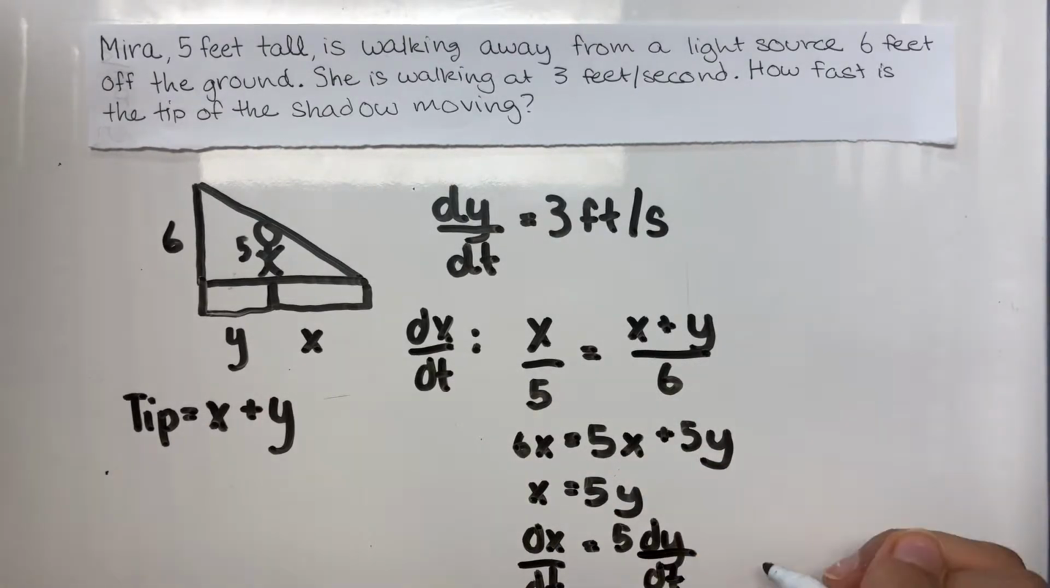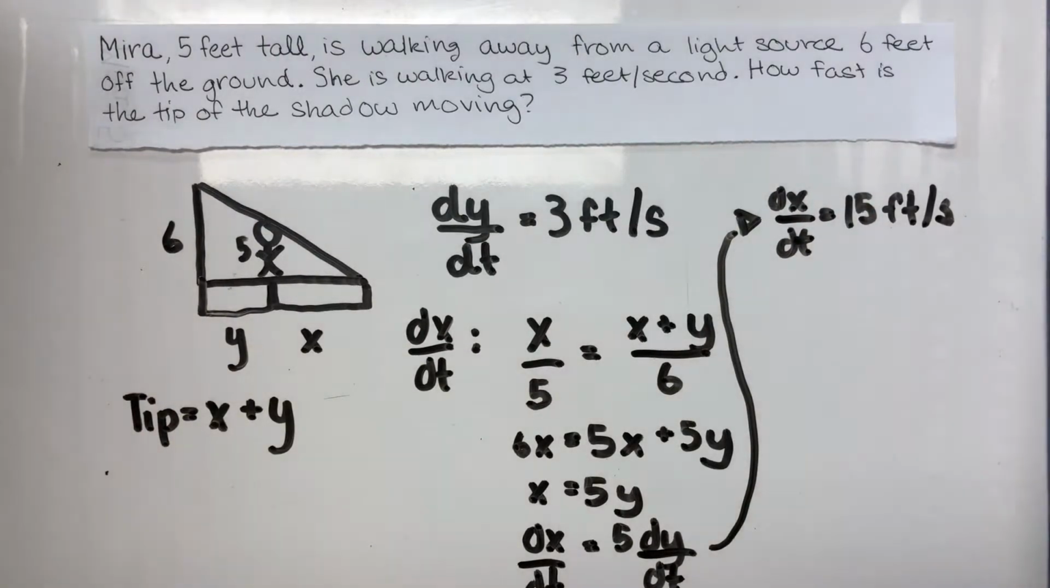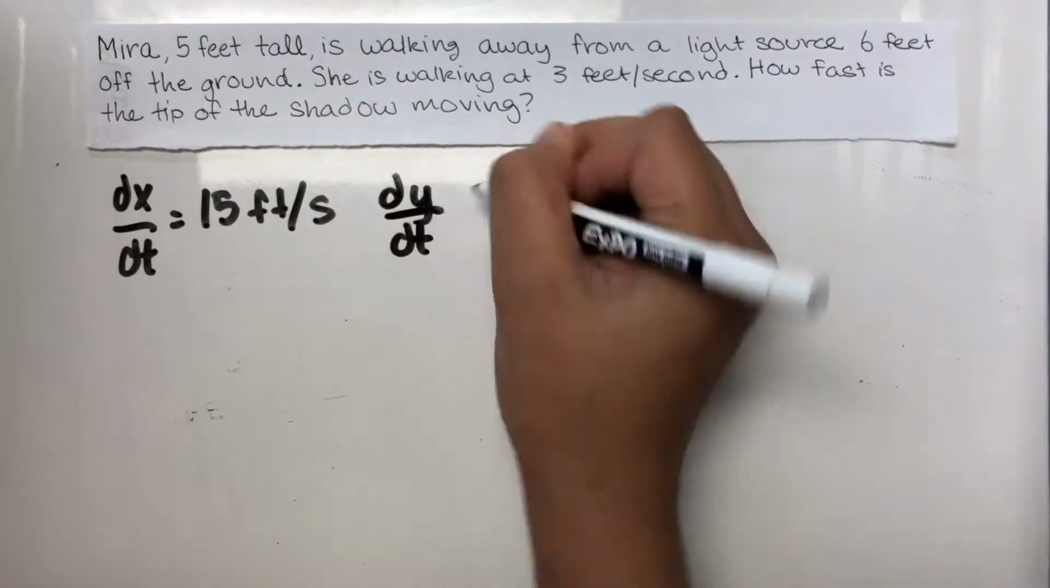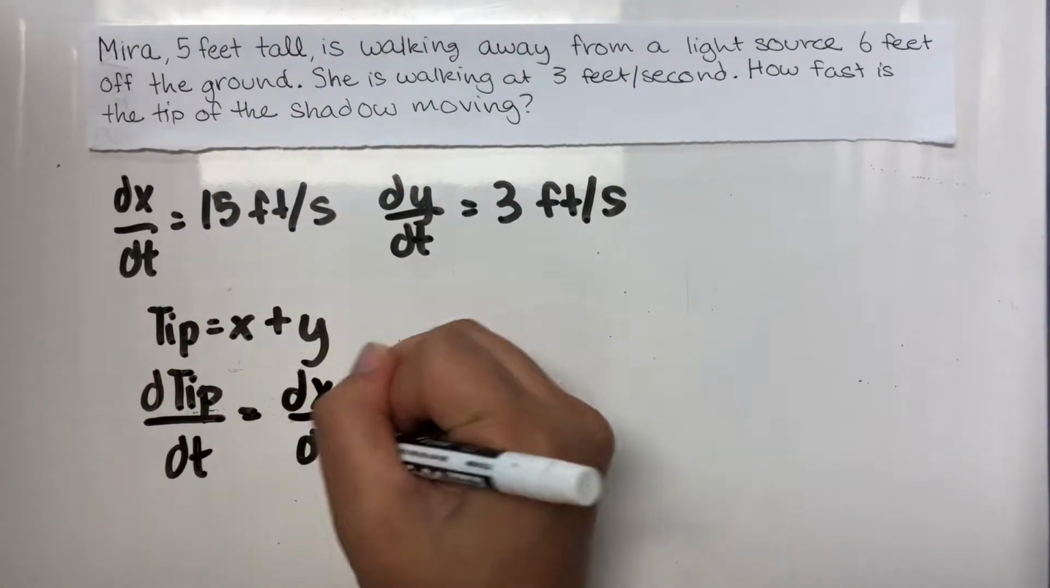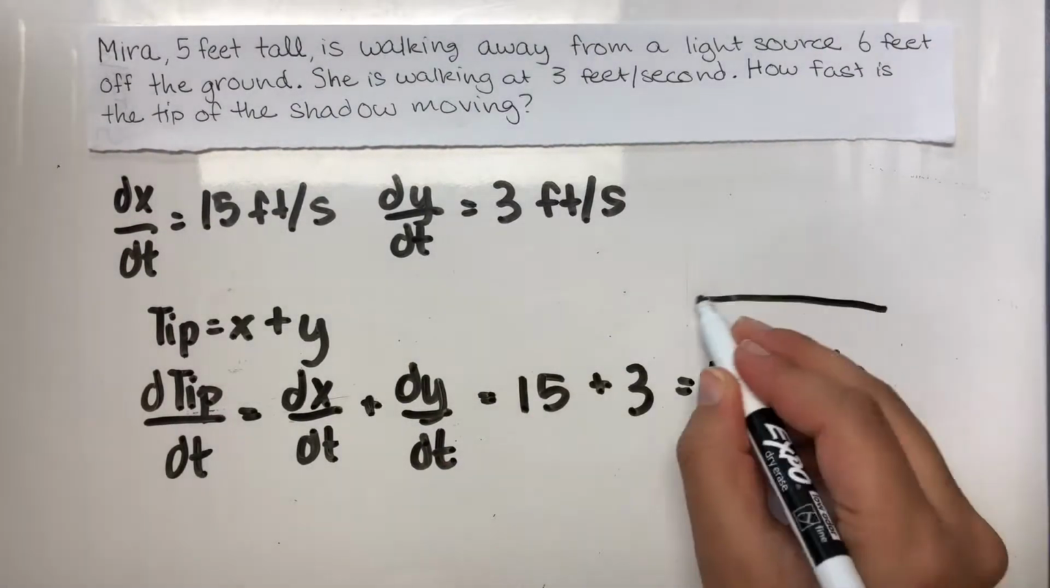Now, let's differentiate this equation to find dx/dt. Now that we know both dx/dt and dy/dt, we can differentiate the equation of the length of the tip and then plug in what we have solved for to find out our answer, which is 18 feet per second.